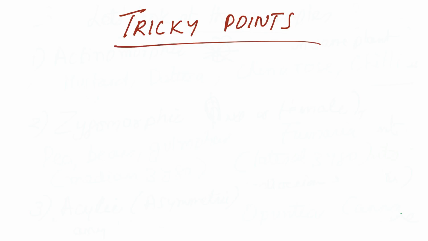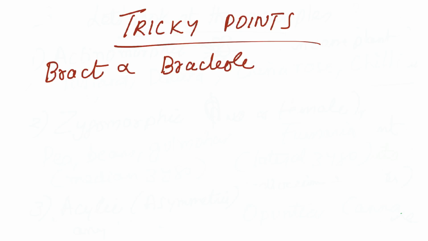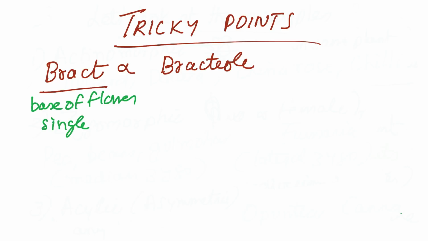Now, in this particular section of the video, there are certain points which are tricky, which means that there's a high chance that one may go wrong. You may miss the points, or the points may be confusing. So that's what we are looking at in this last part of the video. So what are the tricky points? First one is dealing with the difference between bract and bracteole. Because they sound the same, there's a chance that one may confuse one with the other.